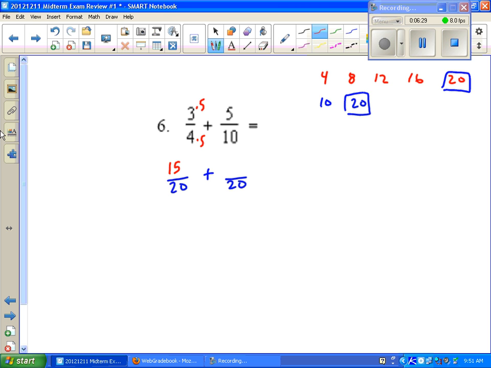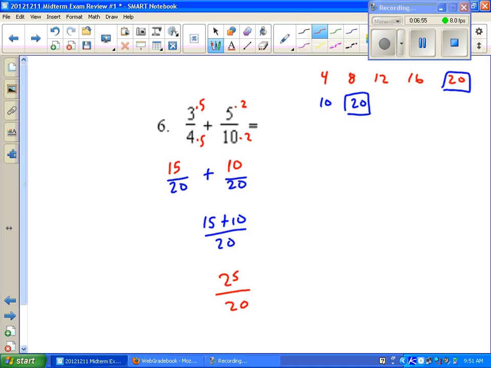Okay. In order to change that bottom 10 to 20, you had to multiply it by 2. You multiply the bottom by 2, then multiply the top by 2. 5 times 2 is 10. Now your bottom numbers are the same. Both of them are 20, so we'll keep that bottom number the same, 20. And we'll add up 15 plus 10. Just go straight across. When you do 15 plus 10, you get 25 over 20.